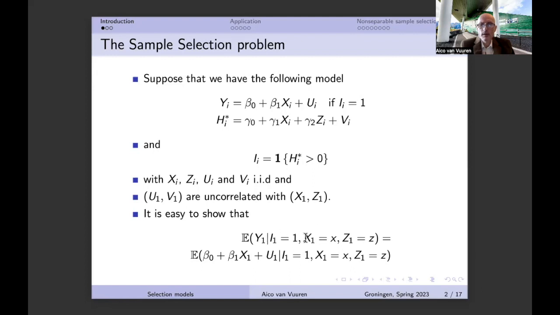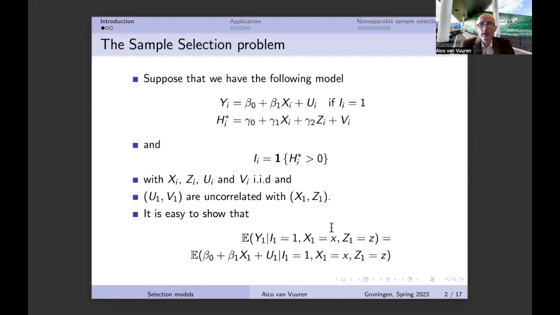So, apart from conditioning on x1 equal to x, we're also going to condition on the fact that I must be equal to 1. Apart from that, I'm also going to condition on z1 equal to z. So we get this mean over here. And the question arises, is that equal to beta 0 plus beta 1 times x?